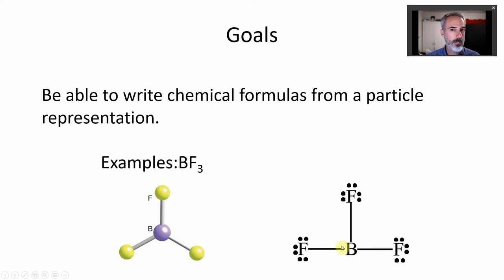Now, looking at these two, it's pretty obvious what's going on here, I think, but we're going to look at some more complex representations too. So we're going to look at models like these two and turn them into formulas like these. And if you're wondering what these parentheses are, we're going to get to that at the end. So in this lesson, we're just learning how to write formulas from models, but in the next lesson, we're going to learn how we could predict what the formula would be even without a model.